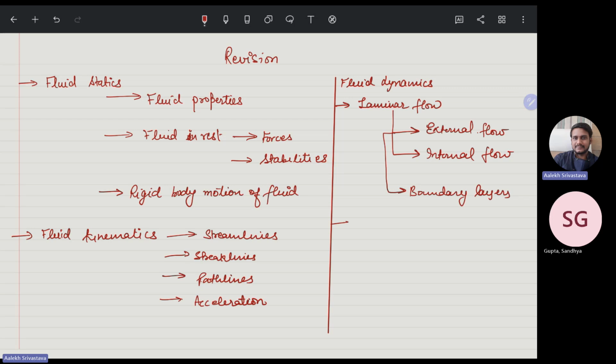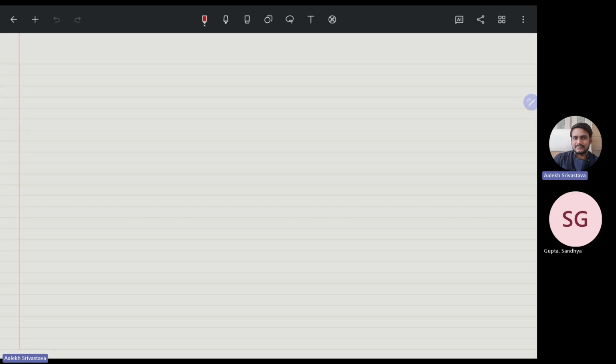Like in these 12 classes, we had studied all this. And also, we had studied about dimensional analysis. So we are going to do the questions related to this. So from the first part, fluid statics part, we will start.